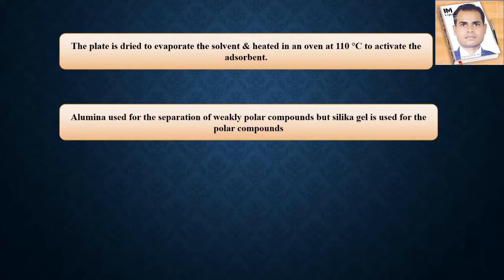Alumina is used for the separation of weakly polar compounds, but silica gel is used for the polar compounds. So as adsorbent, there are two types: for the weakly polar compounds we can use alumina, and silica gel is used for the polar compounds. Alumina is also polar and silica is also polar, but alumina is less polar than silica. So depending on the requirement we can use this kind of adsorbent, alumina or silica gel.